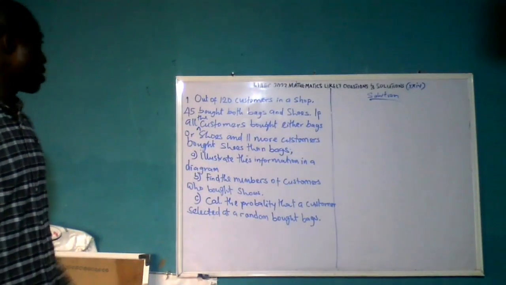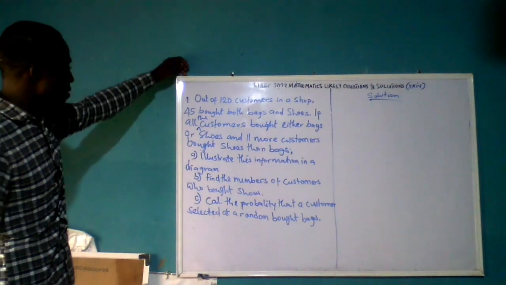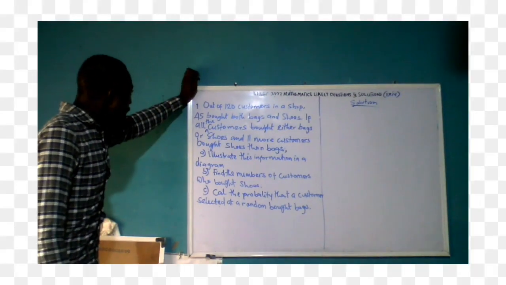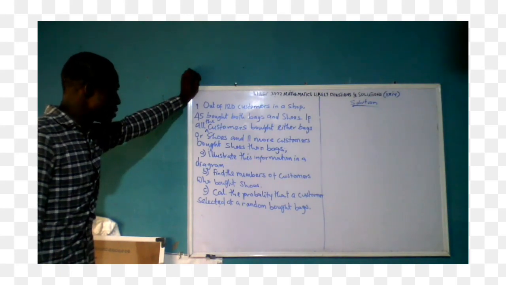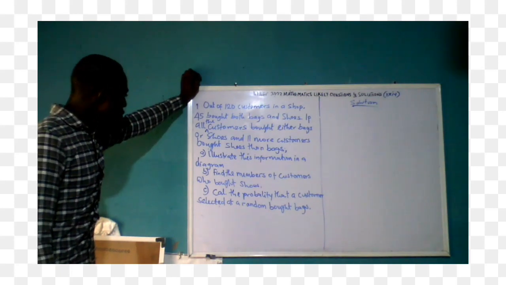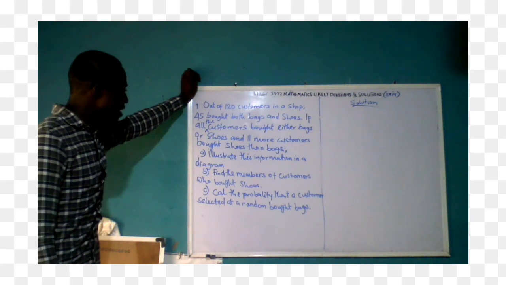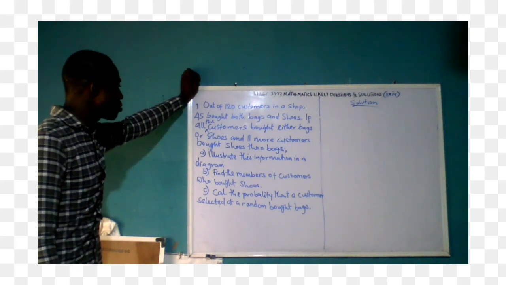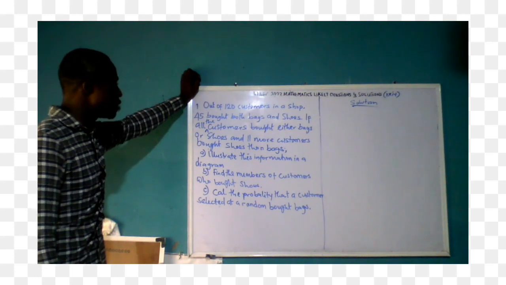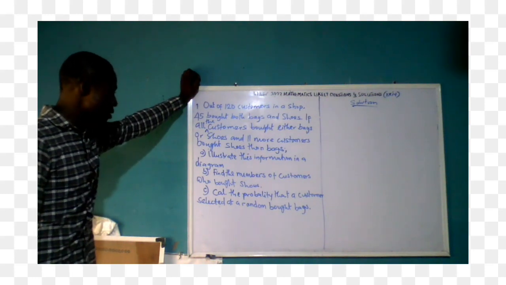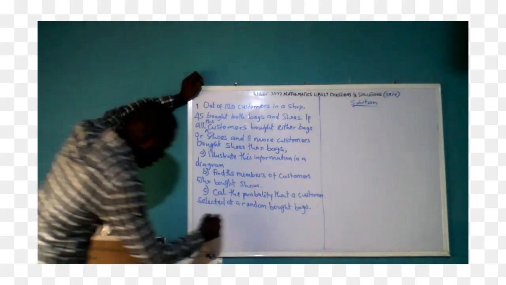Now let's take question number one, as it is stated on the board. Out of 120 customers in the shop, 45 bought both bags and shoes. If all the customers bought either bags or shoes, and 11 more customers bought shoes than bags. Question number one, we are asked to illustrate this information in a diagram. Now let's start with number 1A, solution.